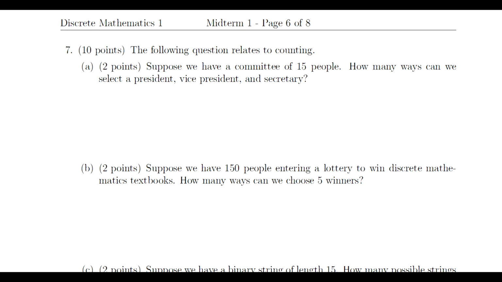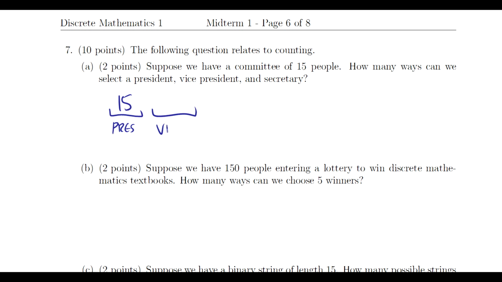So suppose we have a committee of 15 people. How many ways can we select a president, vice president, and a secretary? Well, we have this president spot, so this will be our pres spot. So we have to select somebody out of the 15 people. So there's 15 choices for the president.